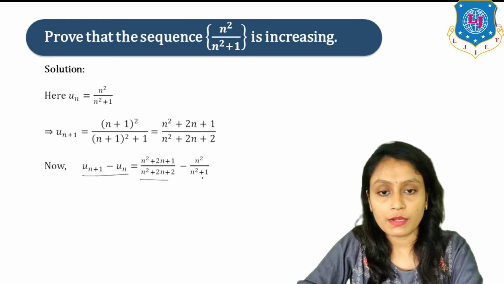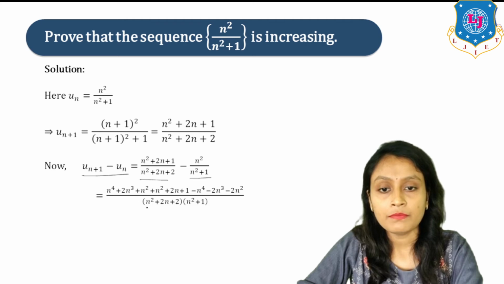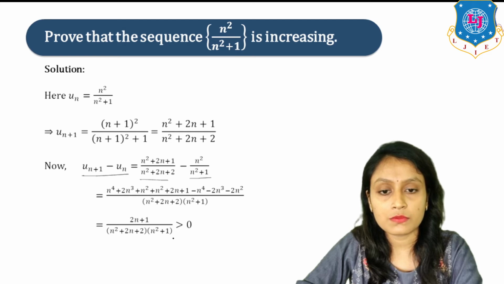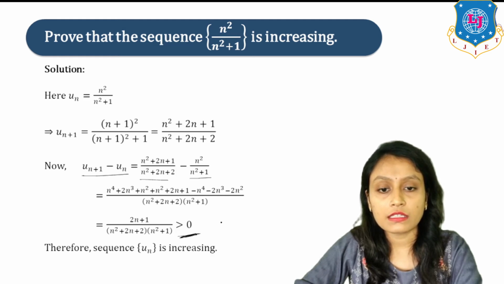Substitute the answers of Un+1 and Un. Next we have to cross multiply and simplify. So you will get the answer of Un+1 minus Un as 2n plus 1 upon n square plus 2n plus 2 into n square plus 1, which is greater than 0, right? So here we have Un+1 minus Un is greater than 0.